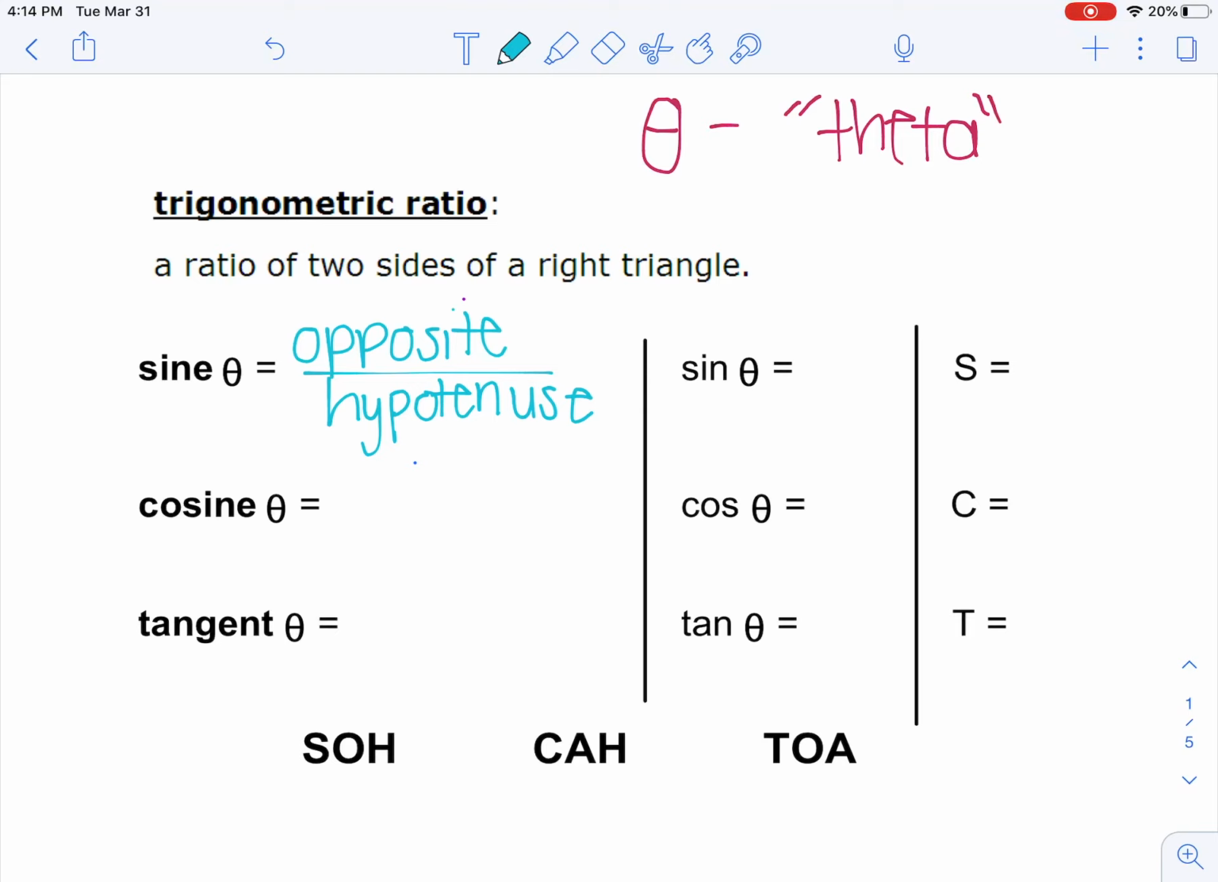So sine of theta, we can actually abbreviate as just sin of theta. And then we can abbreviate our fraction terms by just writing OPP for opposite over HYP for hypotenuse. Then we can abbreviate it even further by just saying S equals O over H. So you're going to see this represented in all three of those forms.